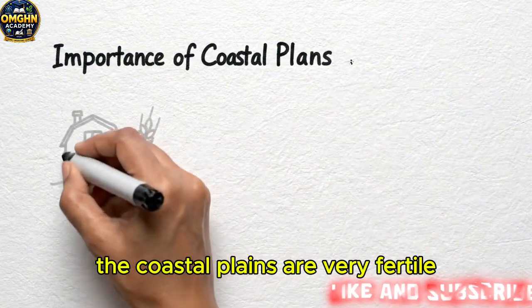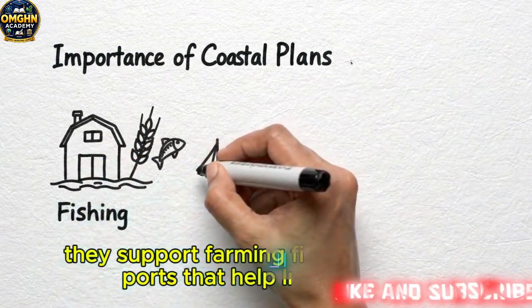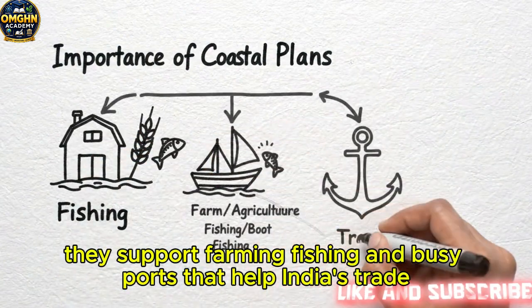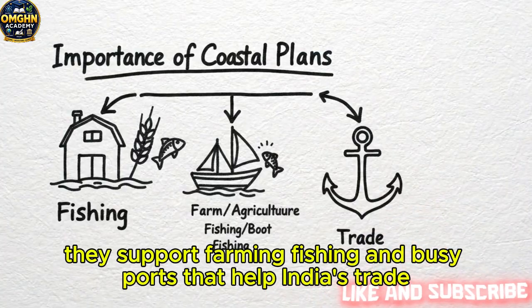The coastal plains are very fertile. They support farming, fishing, and busy ports that help India's trade.